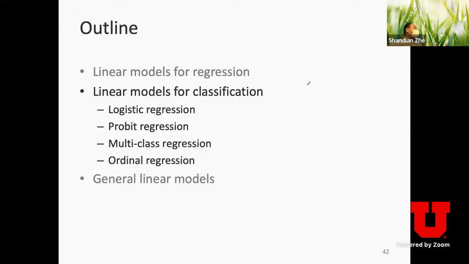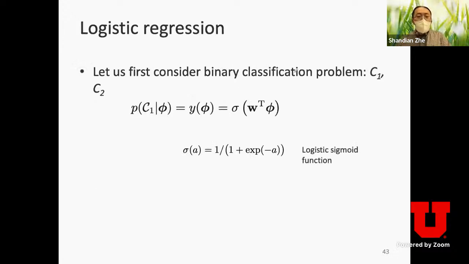Now let us talk about... We have finished the discussion about linear models for regression, and now we're going to switch to linear models for classification, because in practice we not only need to predict continuous values, but we also want to make classification. We're going to first consider the binary classification problem, namely that we have 2 possible categories to label each instance, C1 or C2. And we'll first introduce the very commonly used logistic regression.